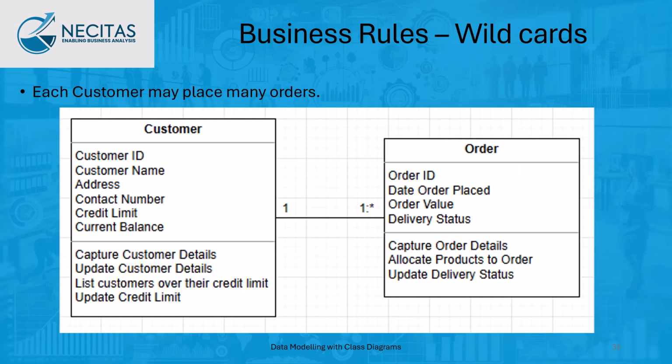In this example, the asterisk or wildcard has been used to indicate the association has no upper limit, which would be a much more realistic scenario. This association can be expressed in the following ways. Each customer is associated with at least 1 order. Each customer can place at least 1 order. Each customer can place many orders, or each customer must be associated with at least 1 order.